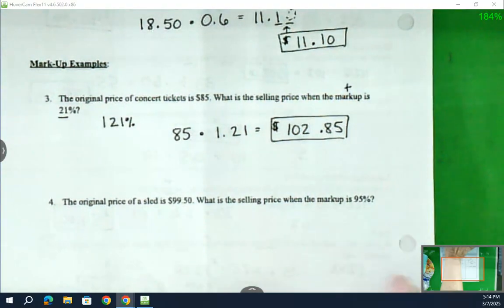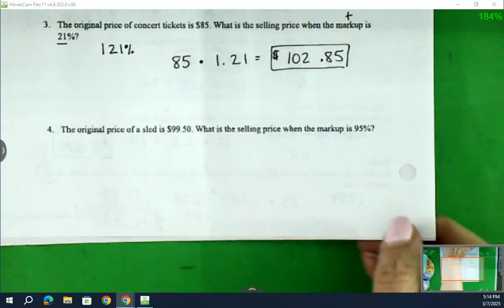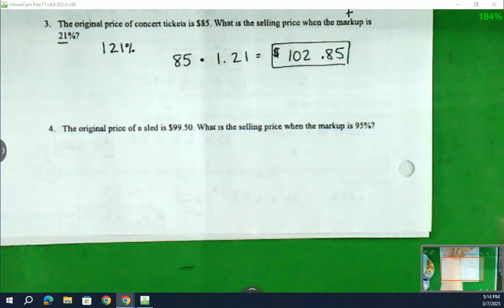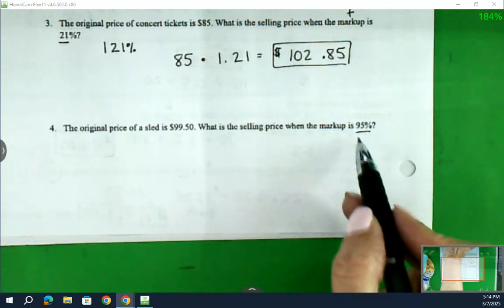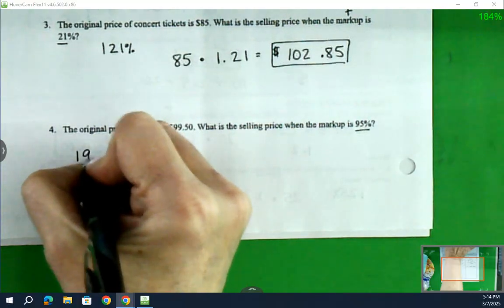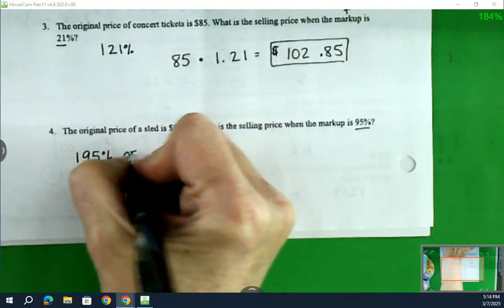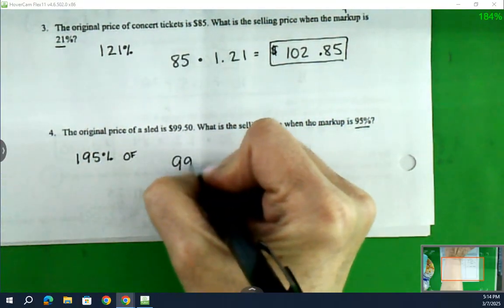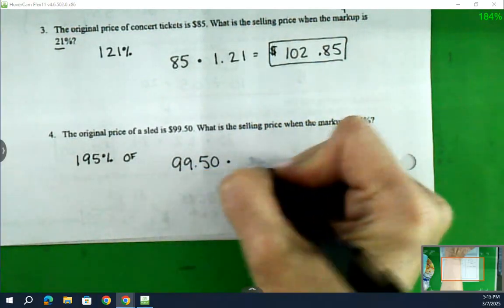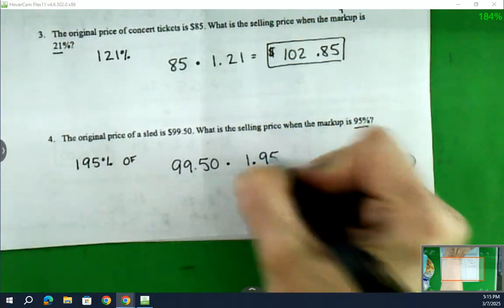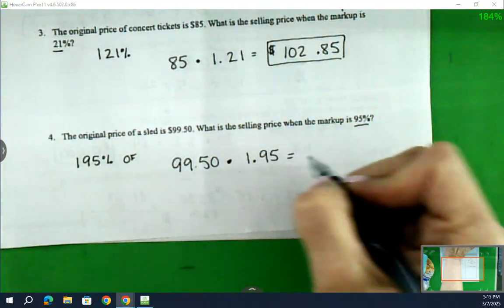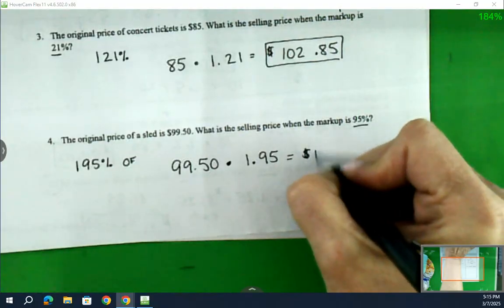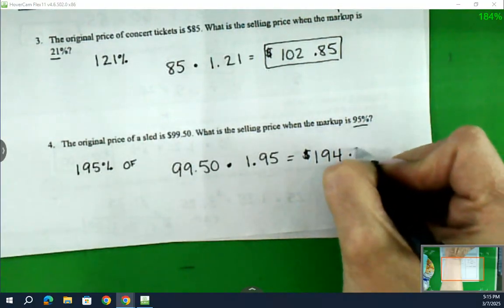Okay, for number 4, we have the original price of a sled is $99.50. What is the selling price if the markup is 95%? So that's almost like 100% markup, almost doubling here with 95%. So we have 195% of the original amount. So $99.50 times 1.95. There's our 100% and our 95% combined for a grand total of $194.03.